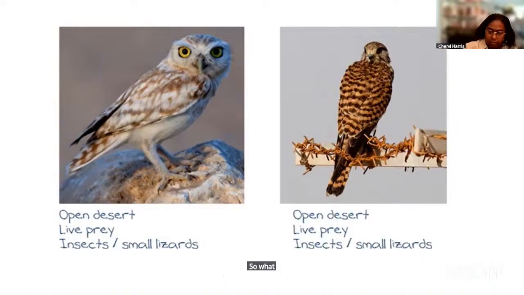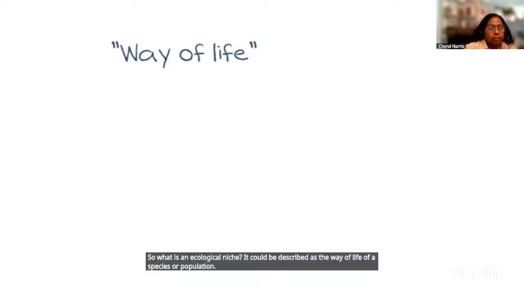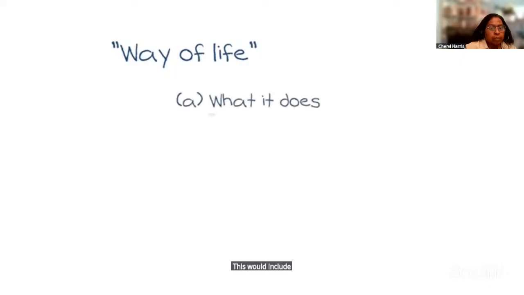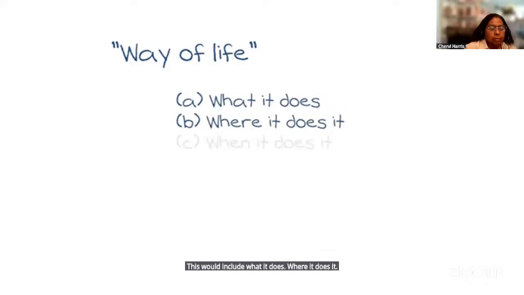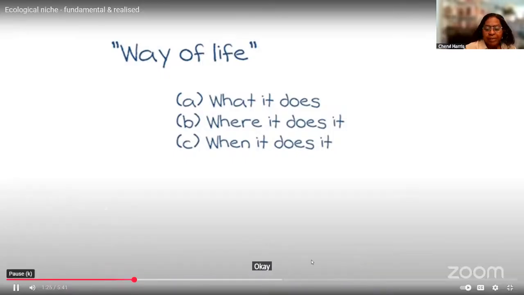So what is an ecological niche? It could be described as the way of life of a species or population. This would include what it does, where it does it, and when it does it. From this description of an ecological niche, I want you to write that down.